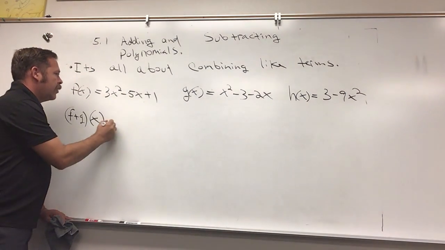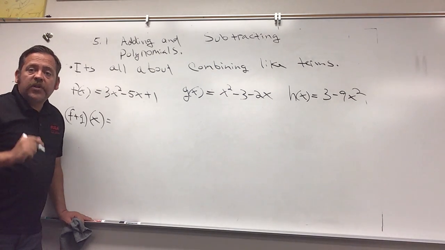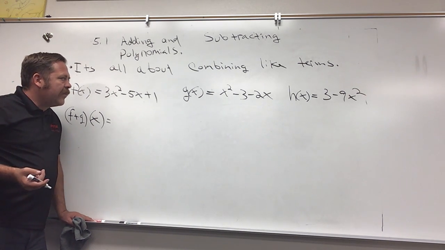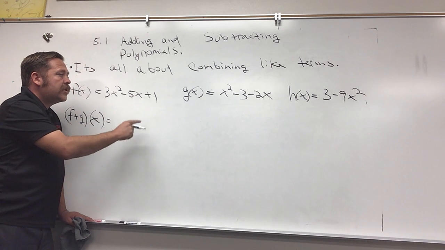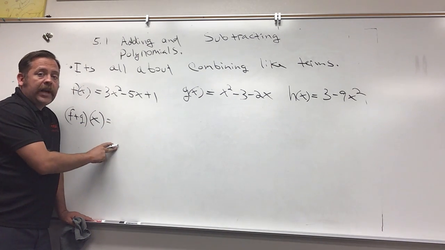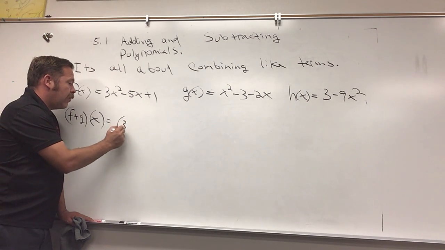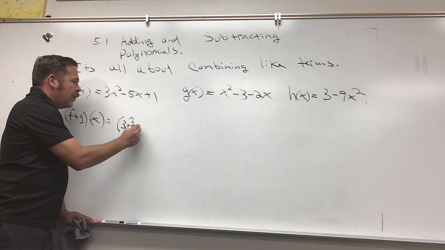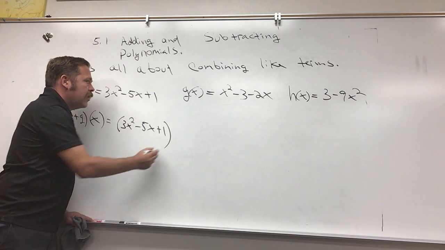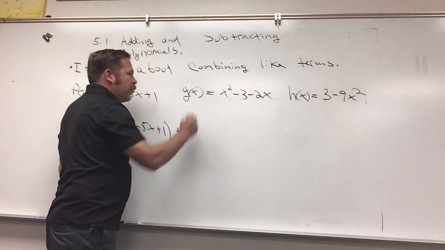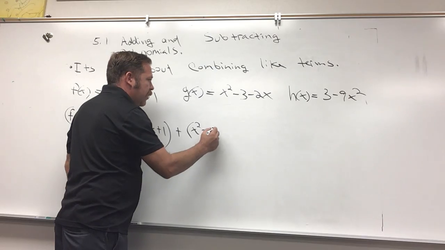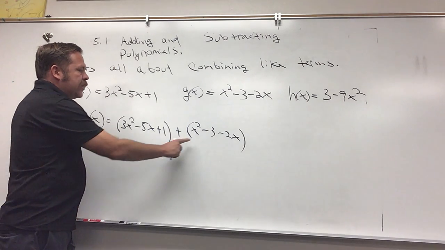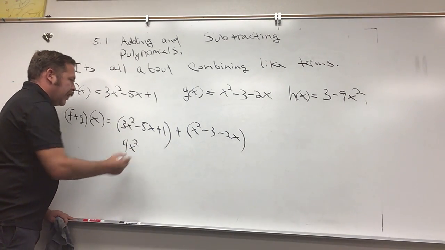And when you add, especially when you subtract, but you should always do it no matter what the operation is, because it's just a good habit, put the polynomials that you're adding or subtracting in parentheses, okay? If you don't put it, especially when you're subtracting, it will come out wrong. So we're going to add the f function to the g function, which is 3x squared minus 5x plus 1. And we're going to add that, and I'm going to put it in parentheses, to x squared minus 3 minus 2x, okay? So when I add 3x squared to x squared, I get 4x squared.